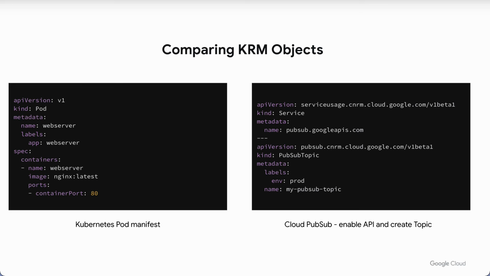Now, just as an example, if you want to compare similar objects to what they look like in the KRM world, on the left you've got a Kubernetes pod manifest you all are probably familiar with. And on the right, we have the Cloud PubSub service, where I'm enabling the Cloud PubSub API, and then I'm actually creating a PubSub topic. So it looks pretty similar, right? The YAML starts to bleed together after a while as you dig in here. But it's a very simplistic and straightforward approach. I am telling the Config Controller, I want to enable this API, I want to have access to the service, and then I want to create a topic in that same way.